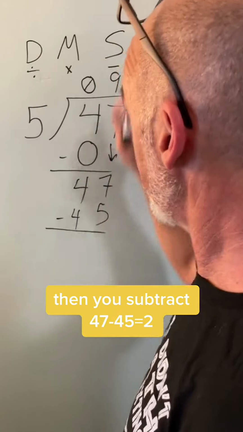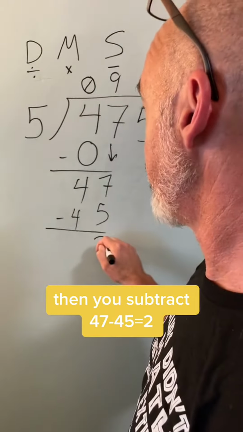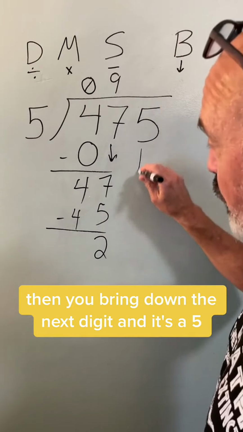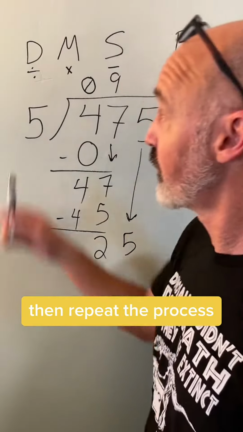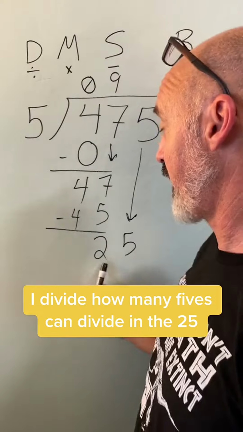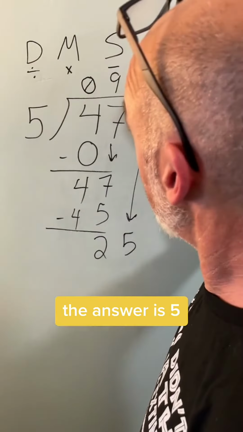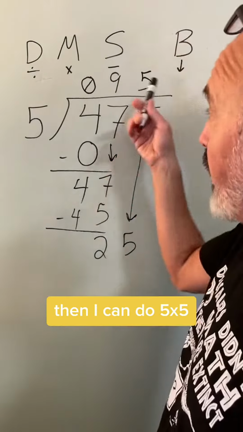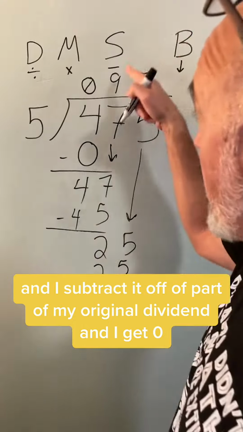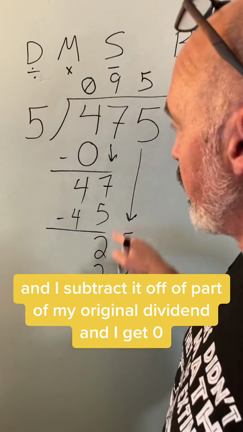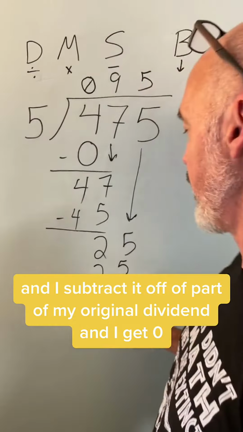Then you subtract. 47 minus 45 is 2. Then you bring down the next digit, and it's a 5. Then repeat the process. I divide. How many 5s can I divide into 25? The answer is 5. Then I can do 5 times 5, which is still 25. Then I subtract it off of part of my original dividend, and I get 0.